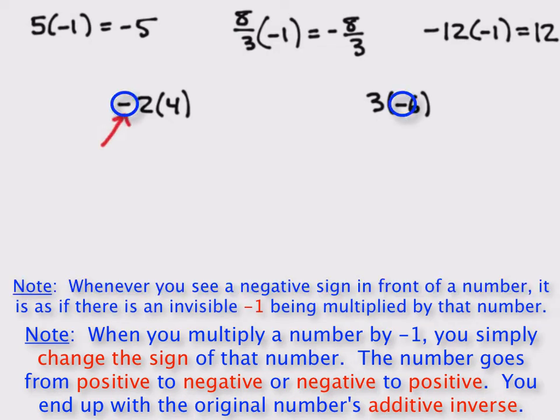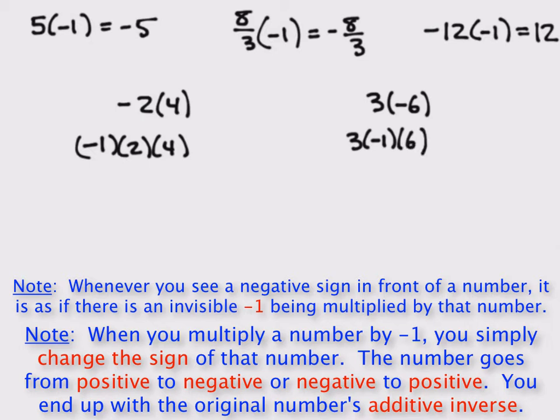Whenever you see a negative sign floating in front of a number, it's as if there's an invisible -1 being multiplied there. So in our first example, it's kind of like we have a -1 times 2. And in our second example, within those parentheses, it's kind of like we have a -1 times 6. And so what I like to do is immediately either rewrite or at least think about these problems as such. The first problem I think of as -1 times 2 times 4. And the second problem I think of as 3 times -1 times 6.